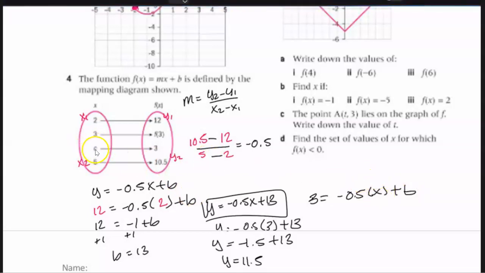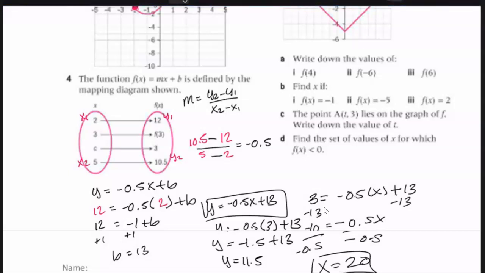So I do not know the x. Notice the c is in the x spot. I know 3 is in the y spot. So if I solve this, oh, I know b is 13. So you're going to subtract 13 from both sides. Whoops, 13, not 113. It's going to give you negative 10 equals negative 0.5x. Divide by negative 0.5 from both sides. And that's going to give you x equals 20. So c is 20.